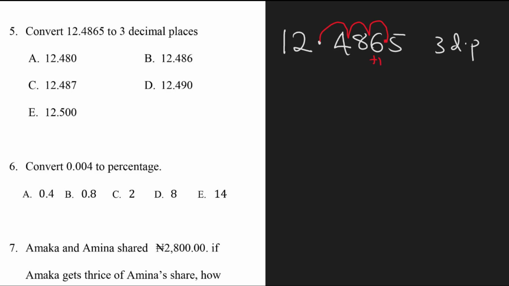So now our new number is going to be 12.48. Instead of 6, now it will be 7 because it has been rounded up. So now our answer is 12.487. So let's check our options. From our options, the answer is C. Let's move to the next question.